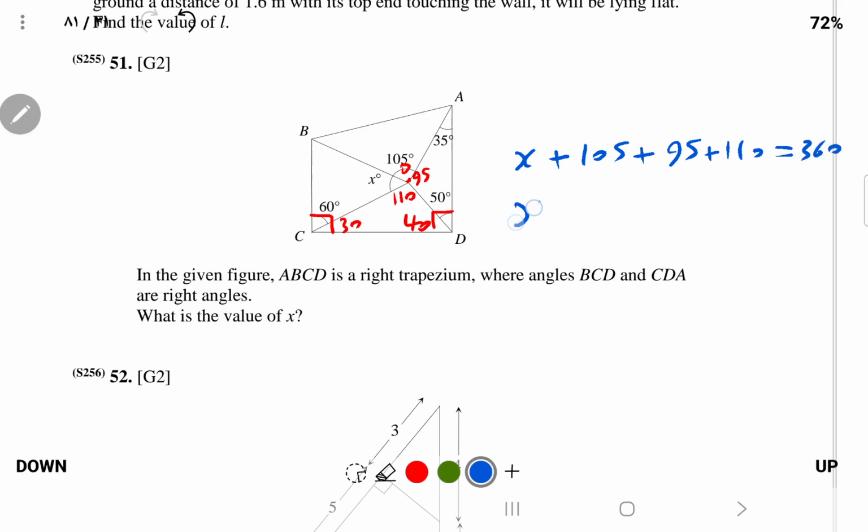Now solve for x. 105 plus 95 plus 110 is 310. Is equal to 360. So x would be 360 minus 310. X would be 50.